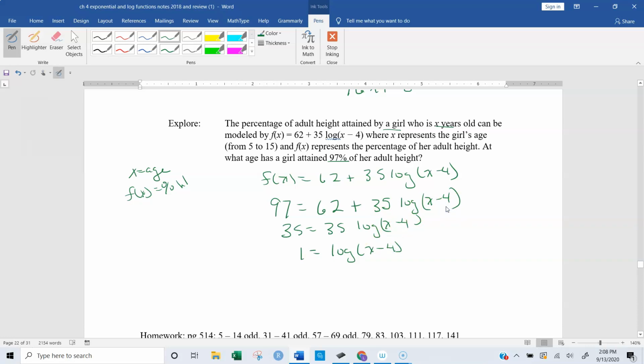Okay, now I've got to solve this thing. I know that this is log base 10. So since this is a number and this is a number, I can rewrite. So 10 to the first equals X minus 4. So X equals 14. So at 14 years old, she will get to 97% of her height.